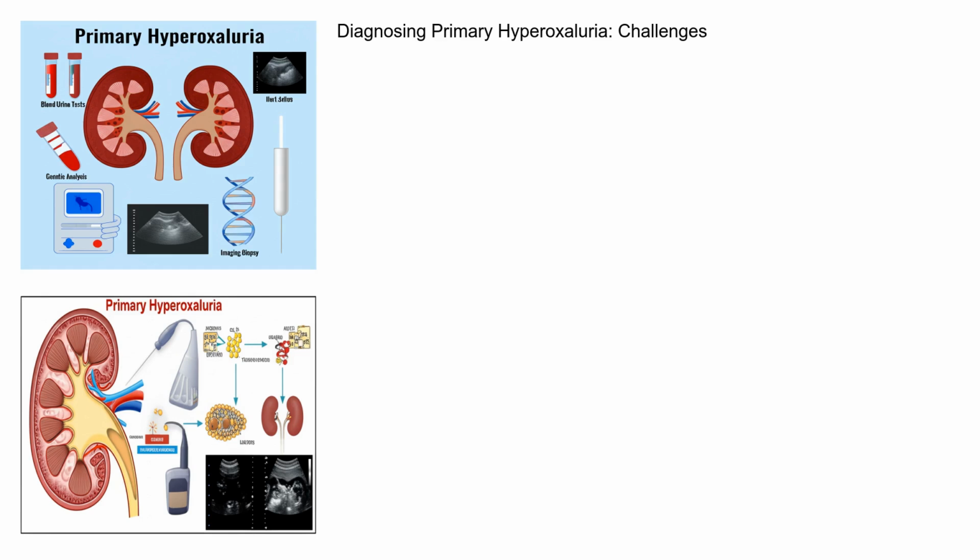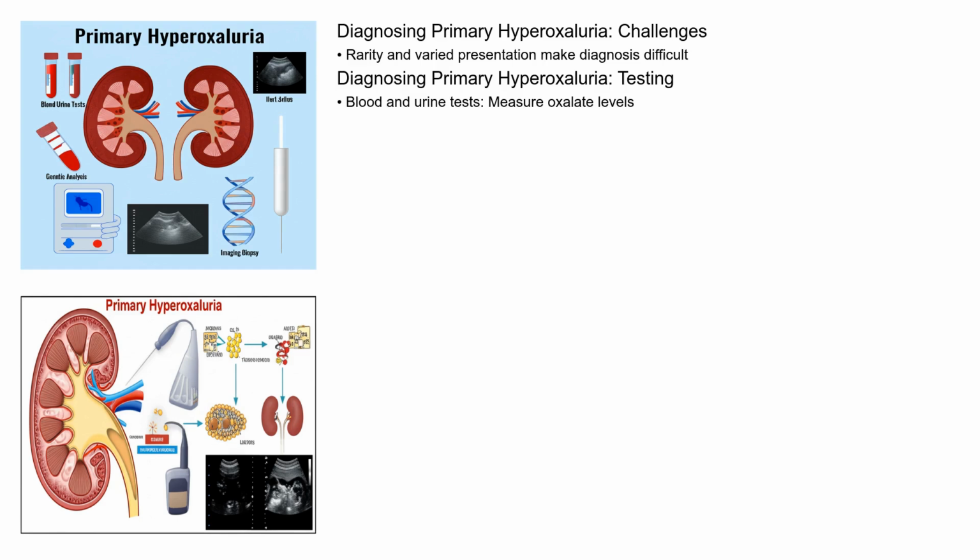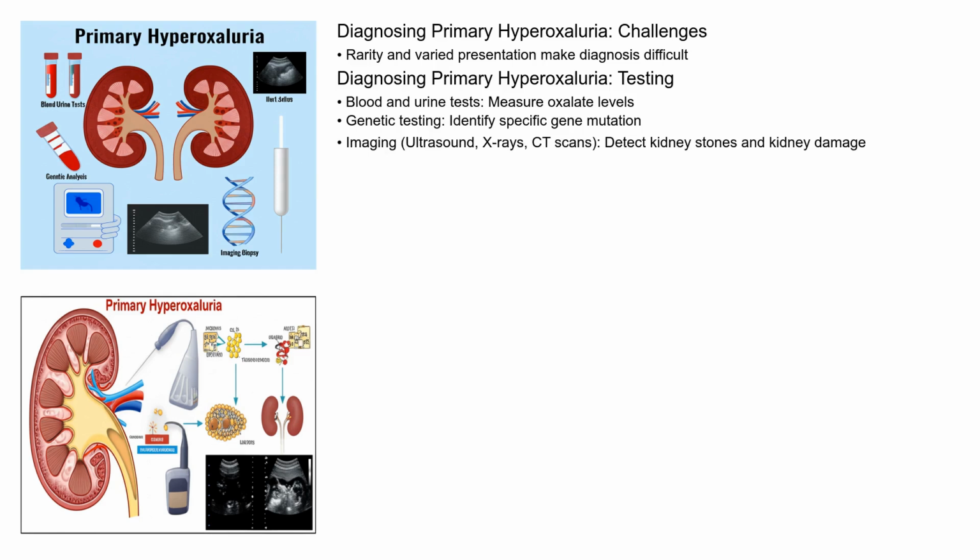Diagnosing primary hyperoxaluria can be challenging due to its rarity and varied presentation. Diagnosis typically involves a combination of blood and urine tests to measure oxalate levels. Genetic testing is also crucial to confirm the specific gene mutation responsible for the condition. Imaging studies such as ultrasound, X-rays, or CT scans can help identify kidney stones and assess kidney damage. In some cases, a kidney biopsy may be performed to determine the extent of oxalate crystal deposition.